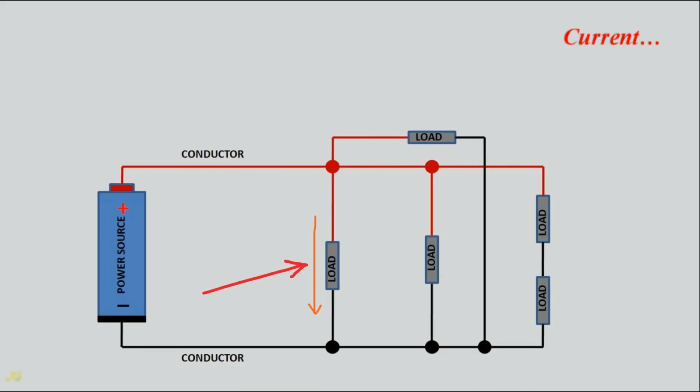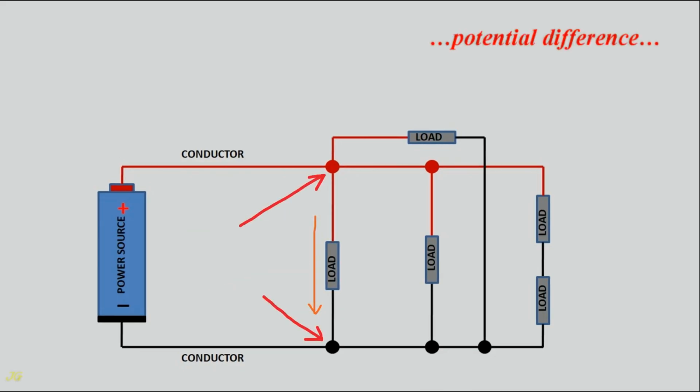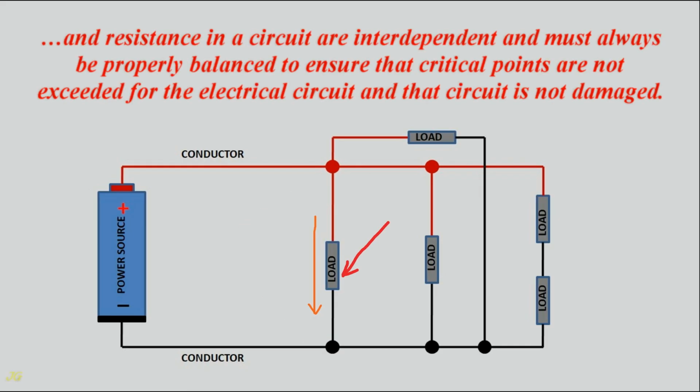Current, potential difference, and resistance in a circuit are interdependent and must always be properly balanced to ensure that critical points are not exceeded for the electrical circuit and that the circuit is not damaged.